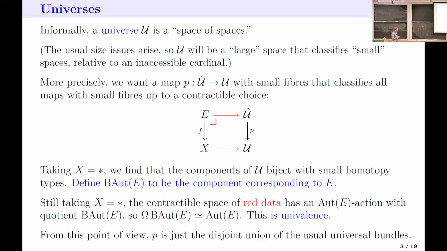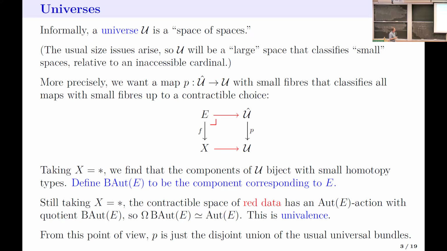So what we've learned from all this is that this thing that at first seems a bit mysterious, this P, all it is is the disjoint union of the usual universal bundles over B dot E, where you let E range over all small homotopy types. Okay. So that's all this object really is.